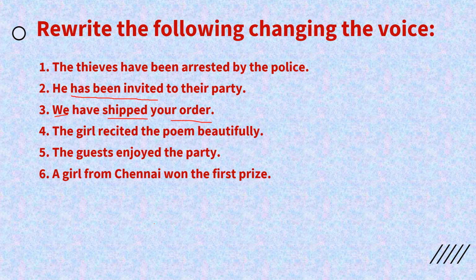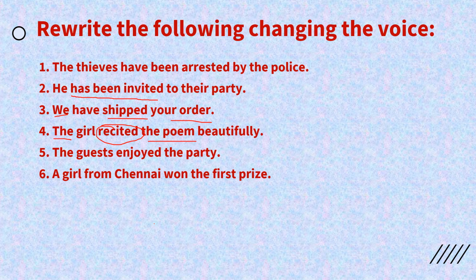The girl recited the poem beautifully. The girl is the subject, recited the verb. What did she recite? The poem. So we'll start making it from active to passive. The poem was recited by the girl beautifully, or the poem was recited beautifully by the girl.